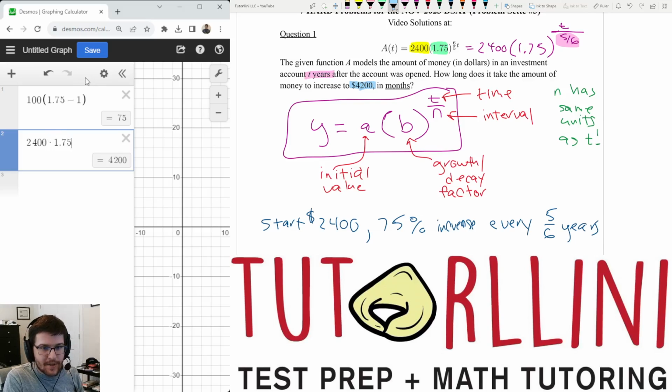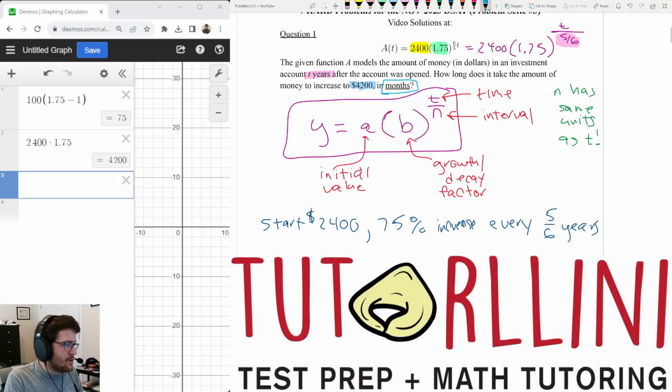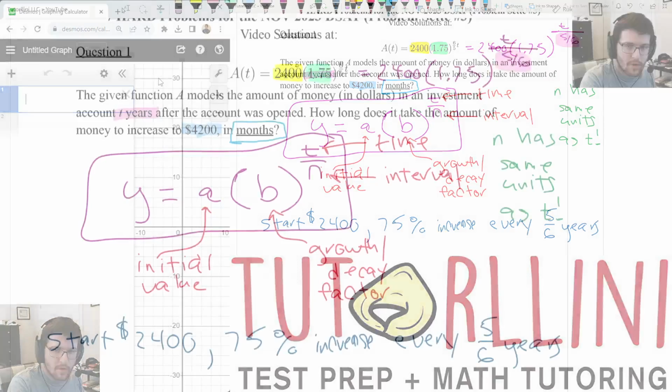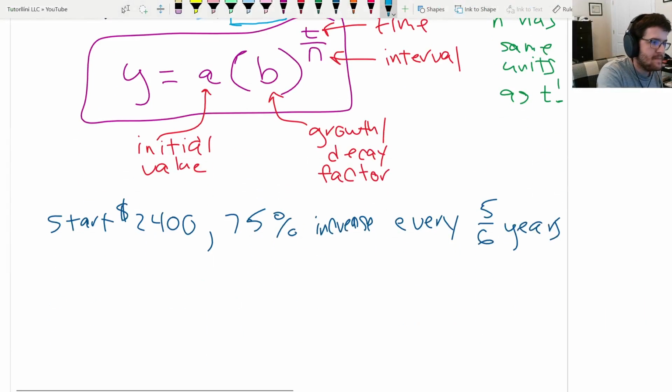So the answer is 5/6 years, but it says months in the question. So make sure you pay attention to that. We need to change 5/6 years to months. To do that, we multiply by 12 because there are 12 months in a year. So the answer is actually 10 for this one, 10 months. So let's go back and jot that down.